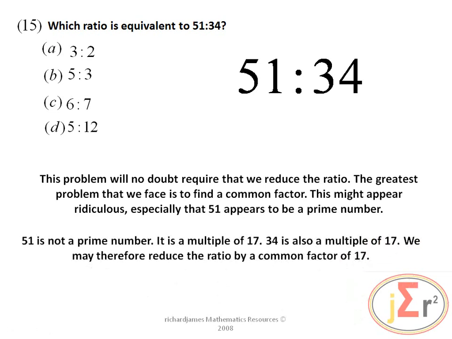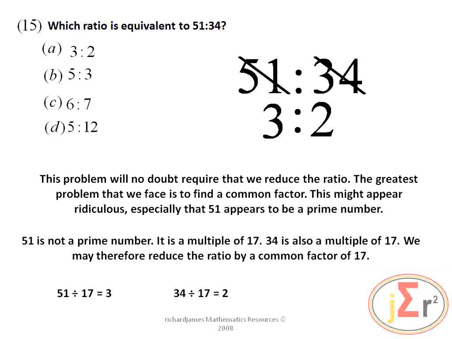51 is not a prime number. It is a multiple of 17. 34 is also a multiple of 17. So we may reduce the ratio by a common factor of 17. 51 divided by 17 is 3, and of course, 34 divided by 17 is 2. The correct option is 3 to 2, which is represented by option A.